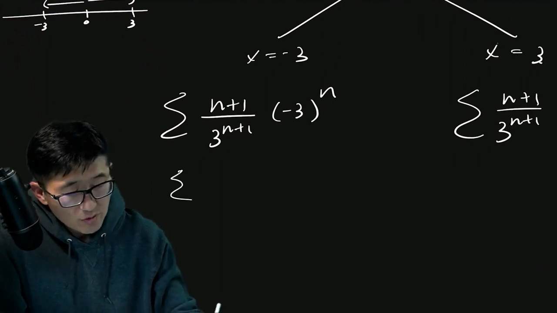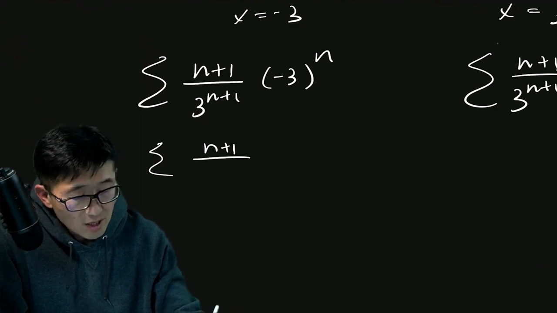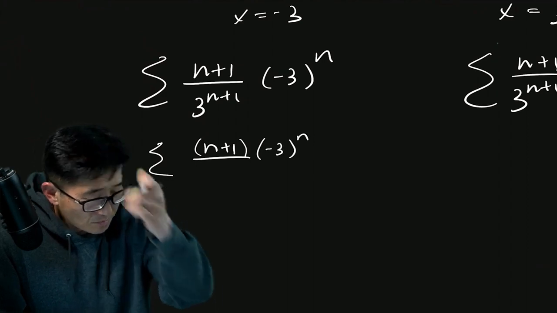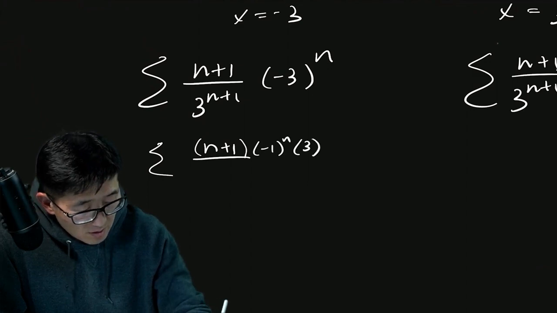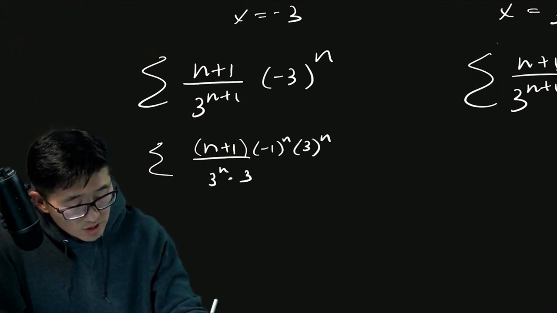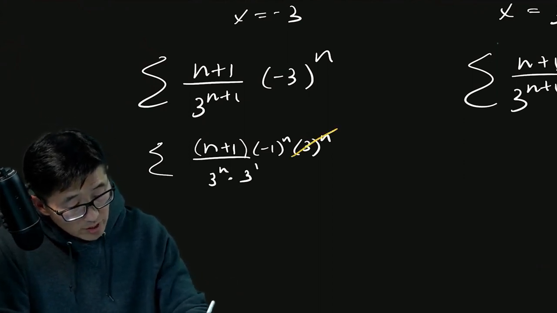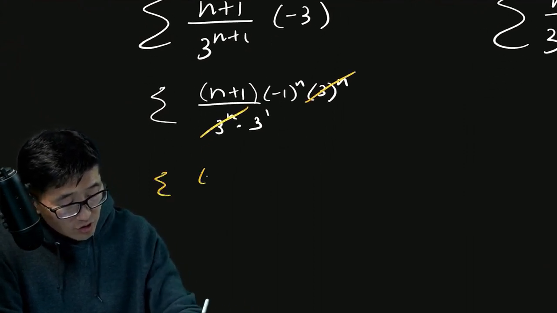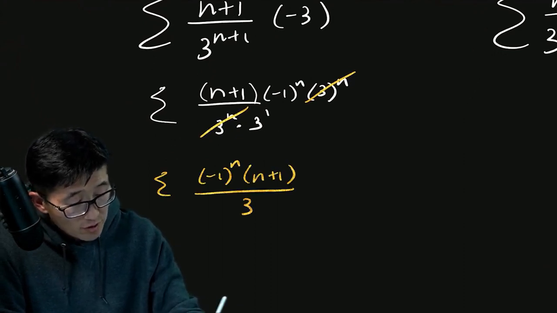If you simplify this, you can use the ratio test again, but it's going to take a long time. You should be able to recognize that the negative can come out like this. And then on the bottom, 3 to the n plus 1 can be rewritten as 3 to the n times 3. So these two will cancel out. And you basically have an alternating series, (-1) to the n times (n plus 1) over 3.